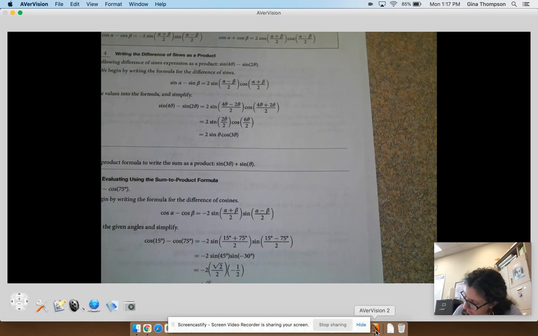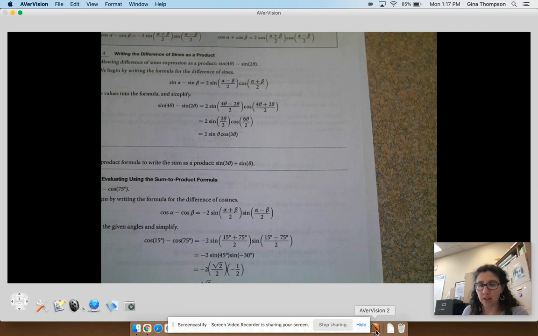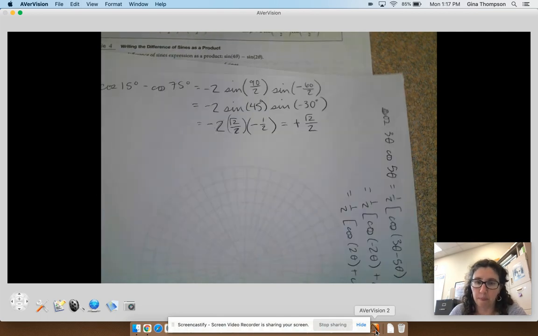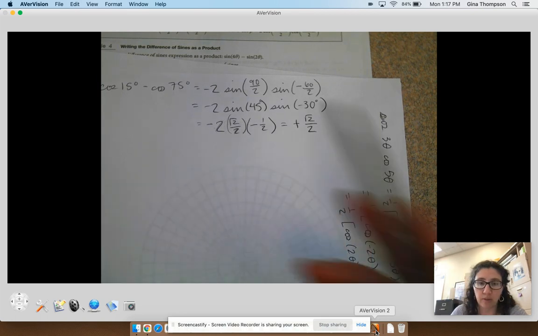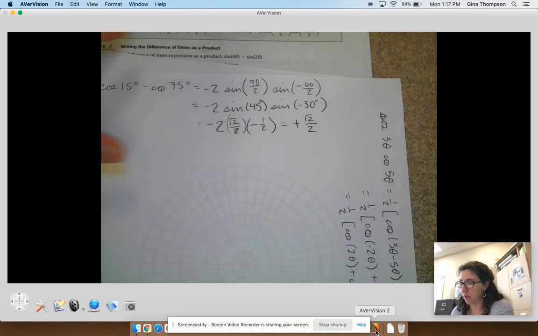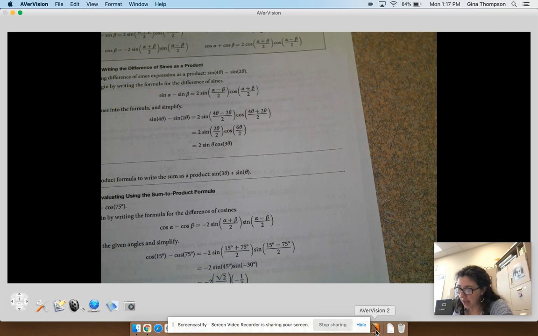Oh, look, we forgot this minus here. So minus times minus is going to be plus. We forgot that minus. I forgot the minus out front. So these multiplied together is going to be positive square root of 2 over 2. All right, so let's do one last one.